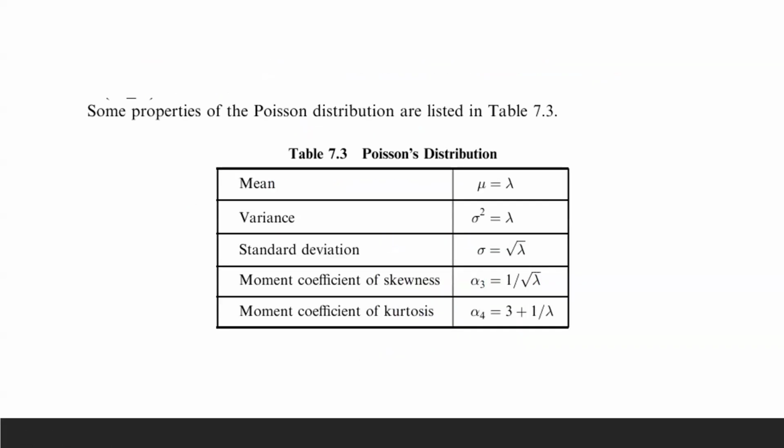Those properties are for the Poisson distribution. Earlier you studied how to calculate the mean, then variance and standard deviation for the binomial distribution, then the normal distribution. Here also those parameters, mean, variance and standard deviation, are available, and you calculate them likewise.